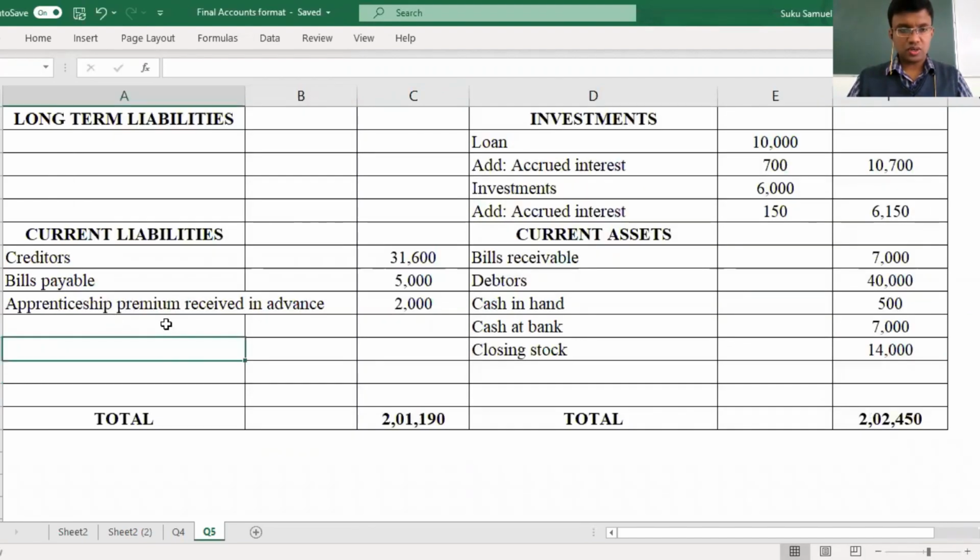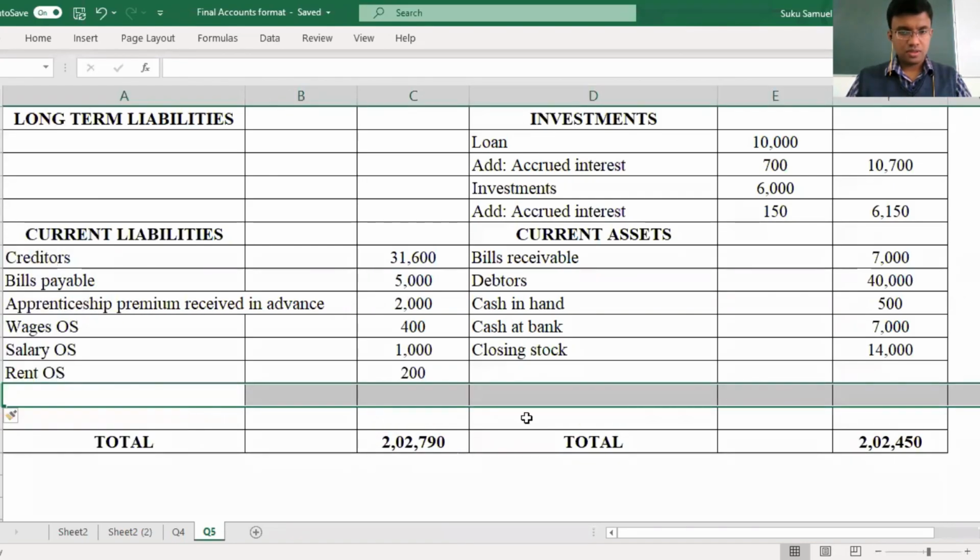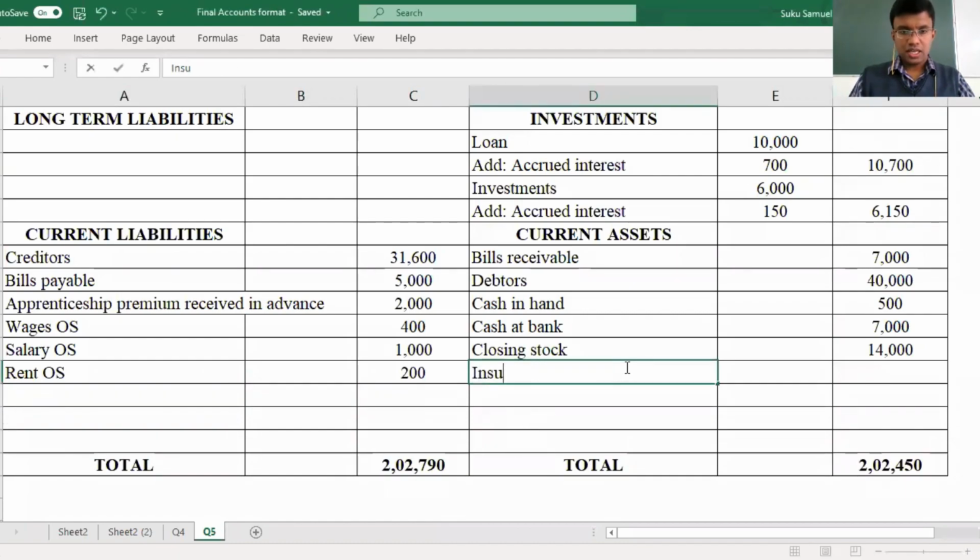Then we have wages outstanding. Wages outstanding is a liability, and the amount is 400. Then we have salary outstanding, which is again a current liability, and the amount is 1000. Then we have rent outstanding. Rent outstanding is also a liability for us, and the amount is 200. Then you have insurance prepaid. Insurance prepaid is a current asset, so you have to treat it on the asset side. The amount is 600, so that we have considered on the asset side.